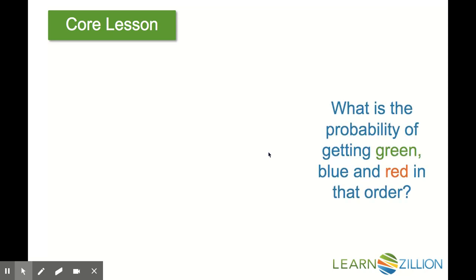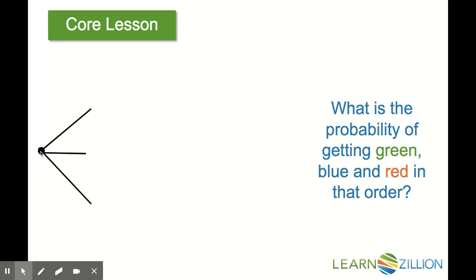So let's think about this. What is the probability of getting green, blue, and red in that order out of a bag that has one green marble, one blue marble, and one red marble? Well, we could list it out just like we did with the organized list, but let's create a tree diagram. A tree diagram shows you how it could happen in a visual sense.